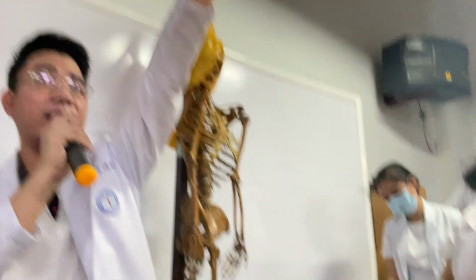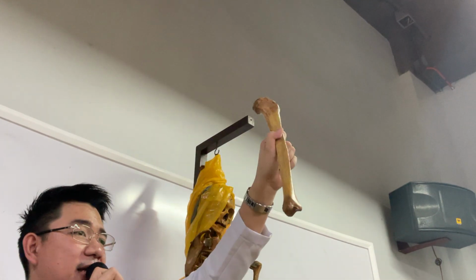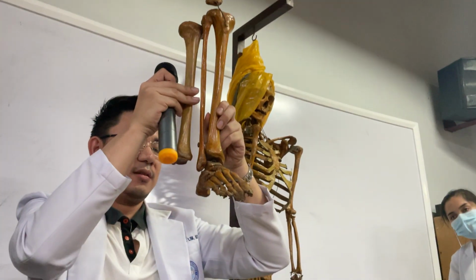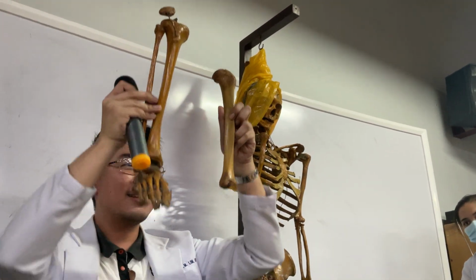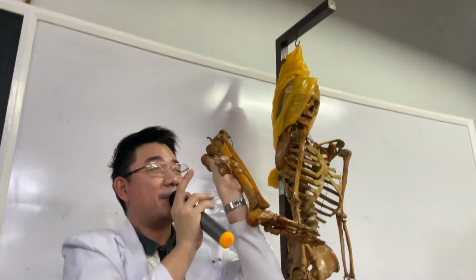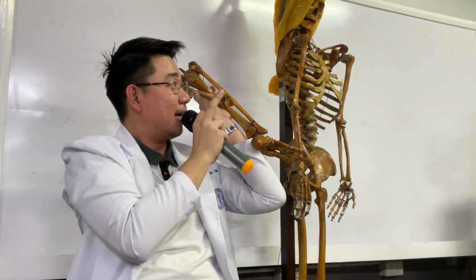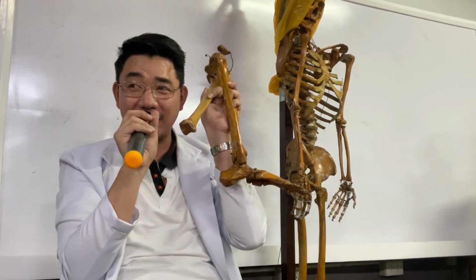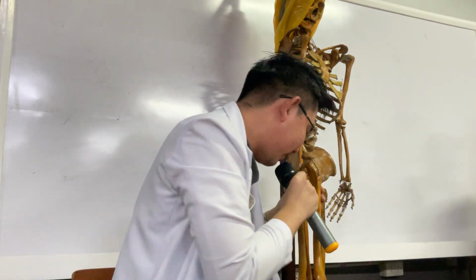So what is this? Left or right? It's a tibia. It should be the left. If you see the tibia, it has this portion here, medial and lateral. A fibula is always located laterally. Okay? I will return the foot first.